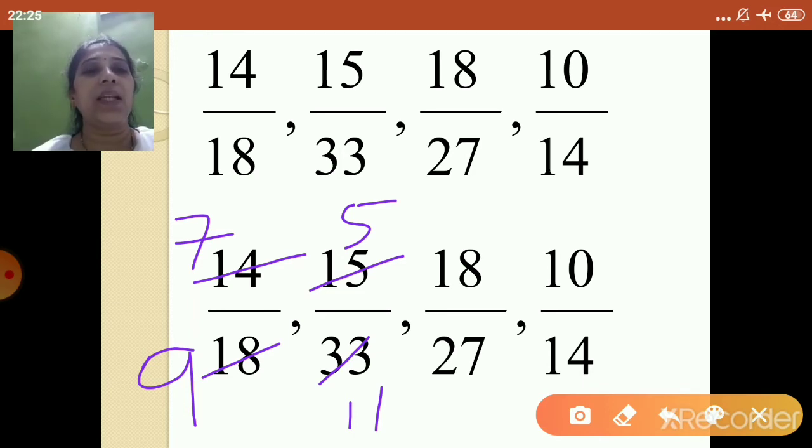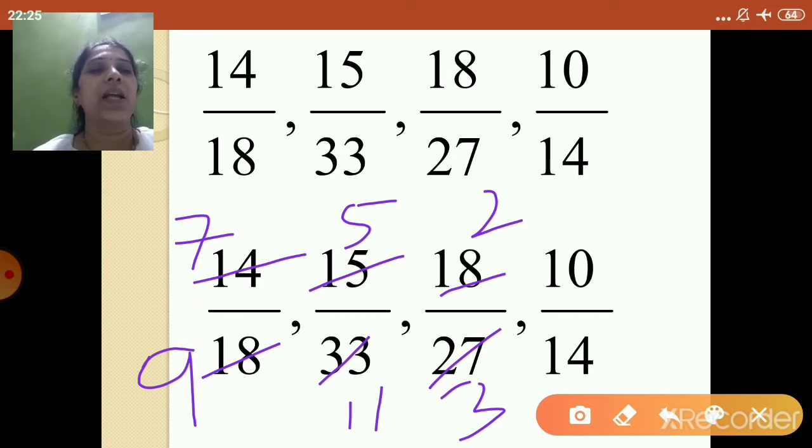Next is 18 upon 27. So as I told you children, we can do it by the table of 3 also and the table of 9 also. So if we do it by the table of 3, it will come as 3 6s are 18 and 3 9s are 27. But 6 upon 9 is further divisible. So 3 2s are 6 and 3 3s are 9. So you will get the answer as 2 upon 3. Or else you can also do it as 9 2s are 18 and 9 3s are 27. So you get 2 upon 3 as the answer.